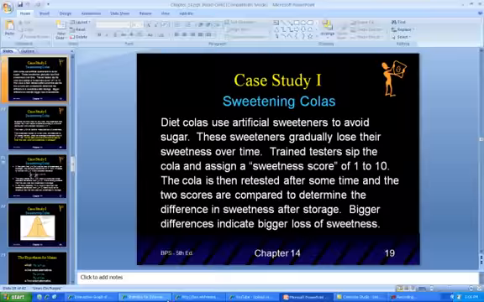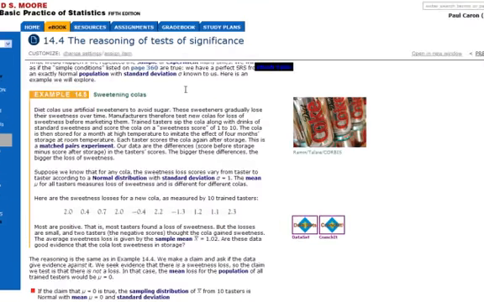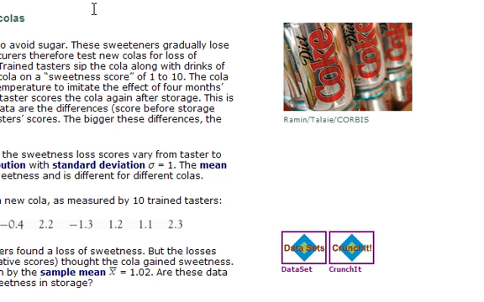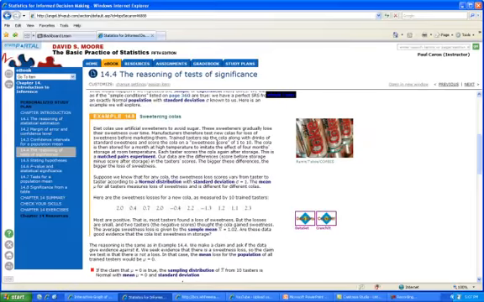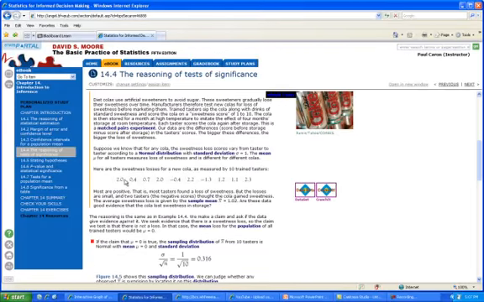Now here's a case study, and I'm going to go to the book because it has a little bit better of a description. This is the Diet Cola example, 14.5. And they say that the sweeteners in Diet Colas usually gradually lose their sweetness over time. They have taste testers who taste and score the cola again after storage. And so what they do is that we have a new cola, and we want to test to see if it does lose its taste. All right, so here's the new cola and the sweetness taste, 2.0, 0.4, so on. Most are positive. That means they found a loss of sweetness. But the losses are small, and two tasters thought that the cola gained sweetness in storage.